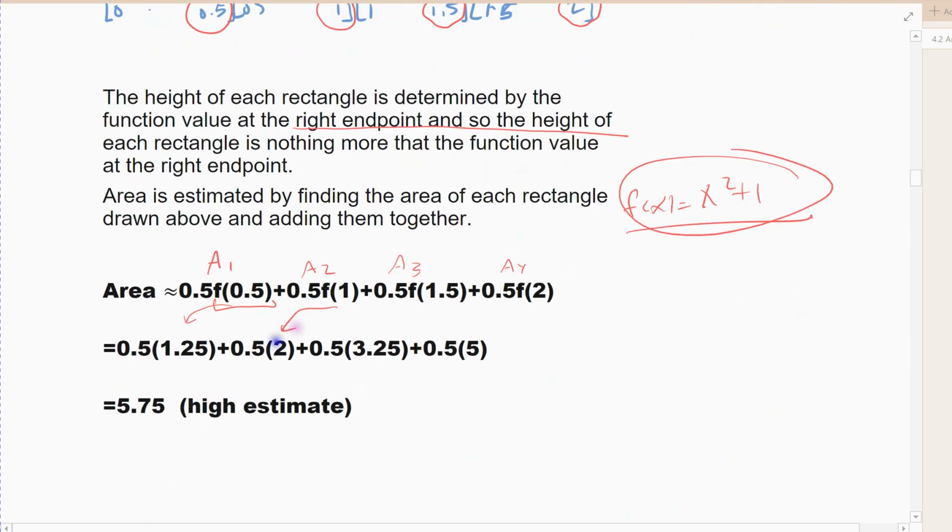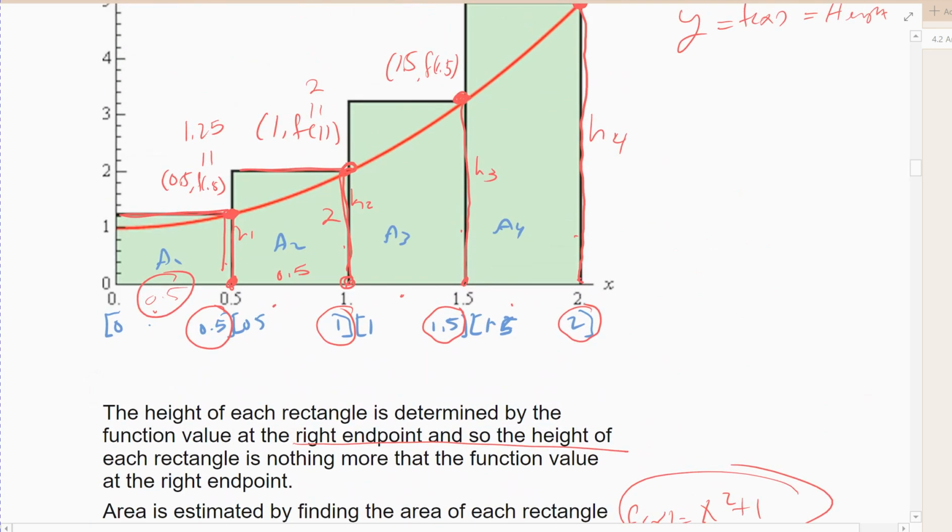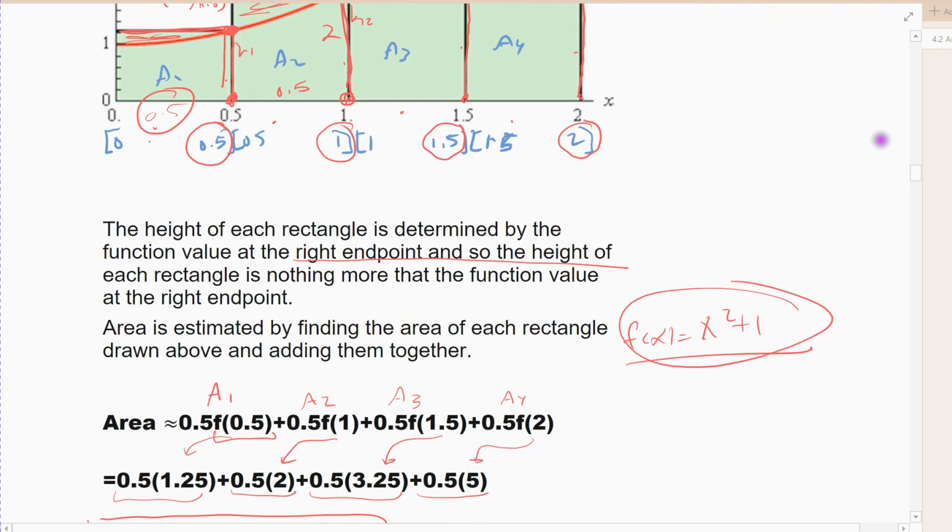And so 1 comes out 2, so I take my 1/2 times 2, 1.5 comes out 3.25, and 2 comes out 5. And so there is area 1 plus area 2 plus area 3 plus area 4. You multiply those up and add them up. Again, I say a high estimate because if you look at my curve, I've got this extra area above here. This would be extra. So it means it's an estimate.